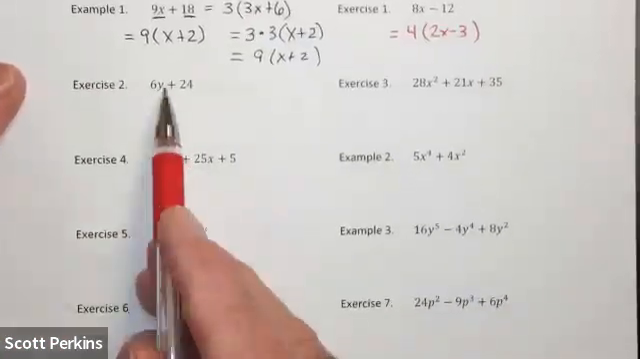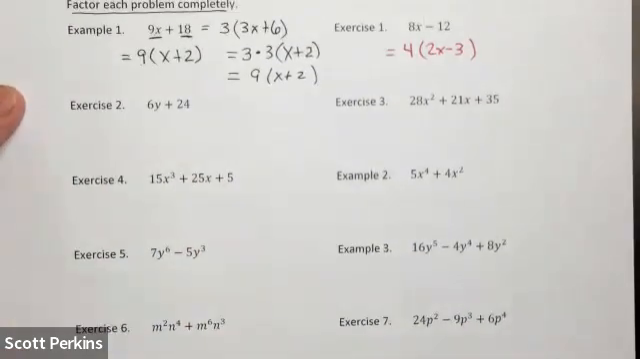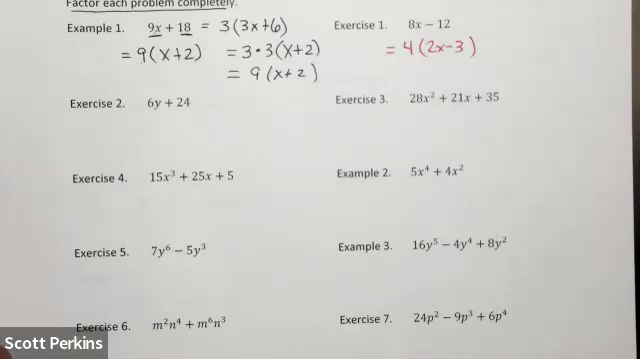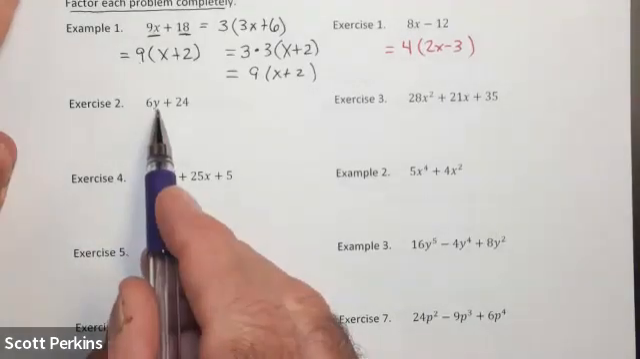All right, exercise 2 right below. Same sort of thing. 6y plus 24. Factor out the common factor. Right, so 6y plus 24.